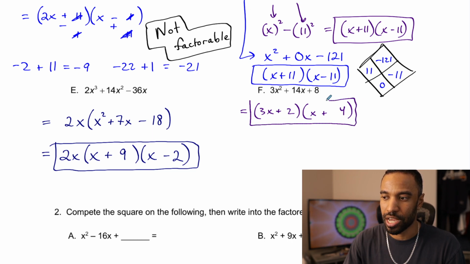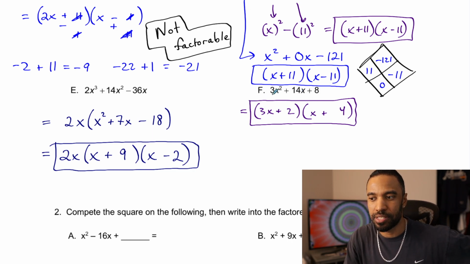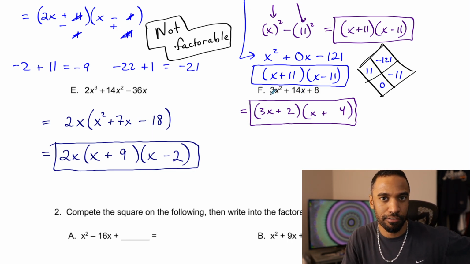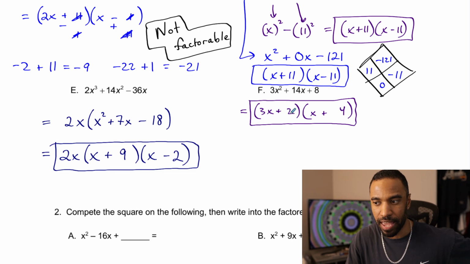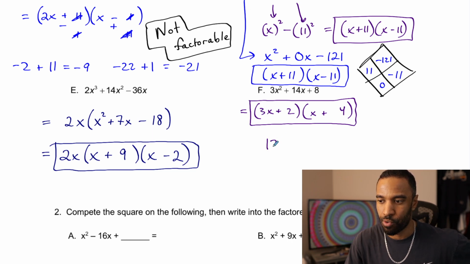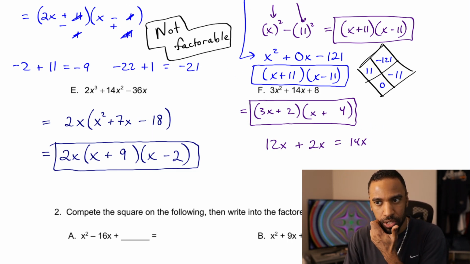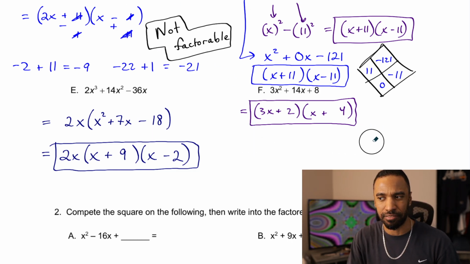You can FOIL to double check, but that's what I kind of did. You know, I chose 3x and x because I knew that was 3x squared, so I've already taken care of first. I'm choosing factors of 8, 2 times 4, 8 times 1, so 8's already taken care of, that's last. All I'm doing is outside 3x times 4 plus inside 2 times 1x, and I'm getting 14x there. So there is really no double check needed because I did kind of just double check, right?